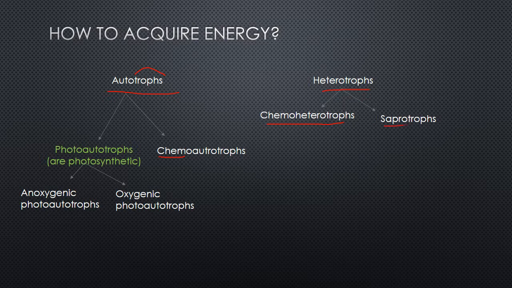or they can be saprotrophs. Anybody know what that word means? Yeah, those are your decomposers. Saprotroph meaning that they are feeding on dead or decaying organic organisms.